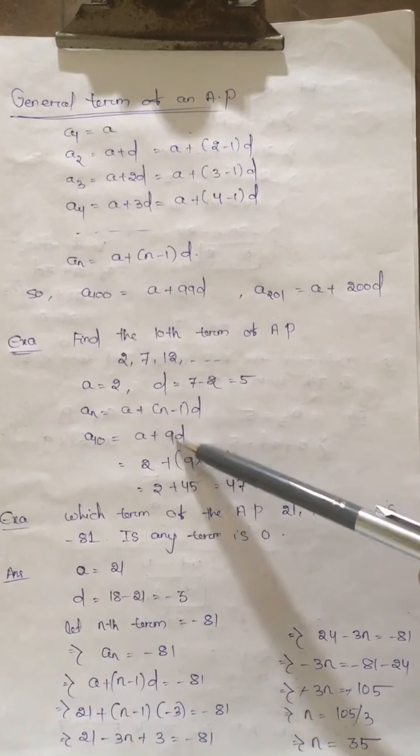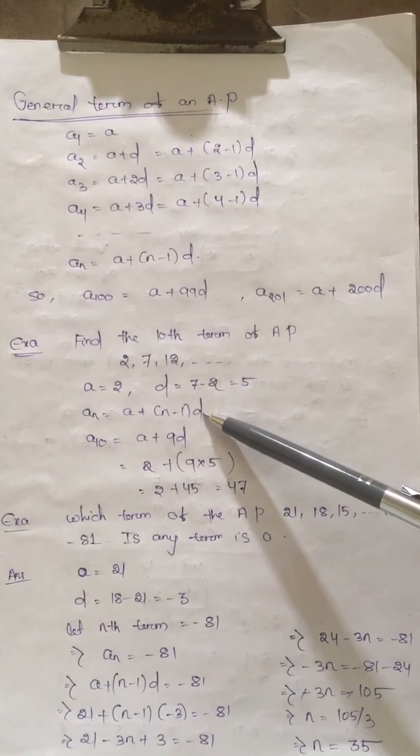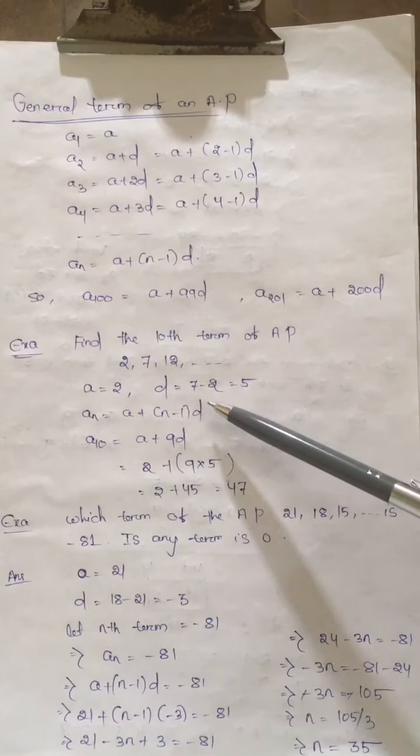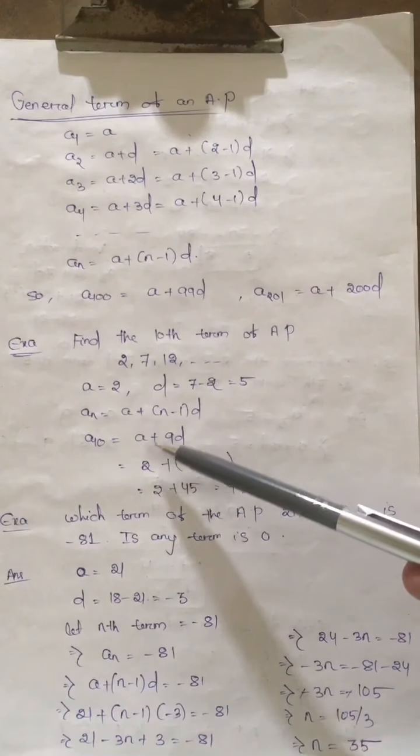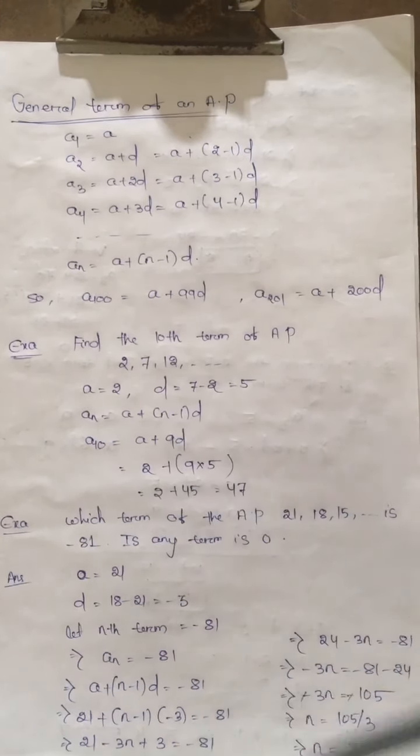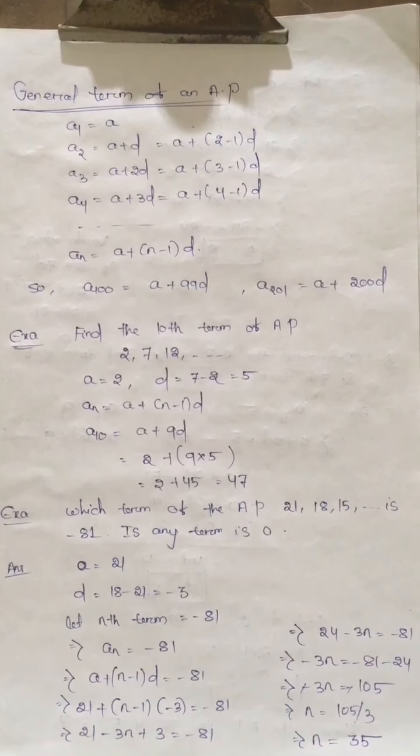Remember, always write the formula and then put the values. Why am I writing the formula? Because for the formula you will get half marks, and after writing the formula you can put the values easily. So it will be equal to 47.